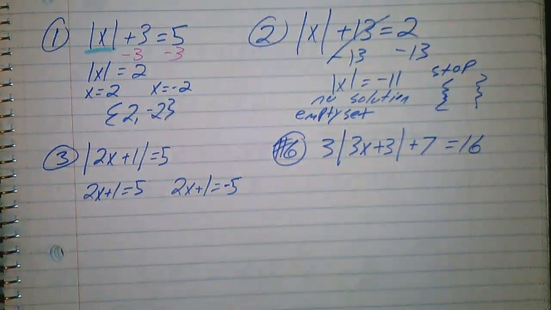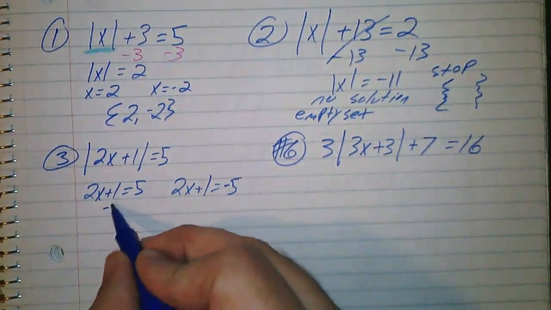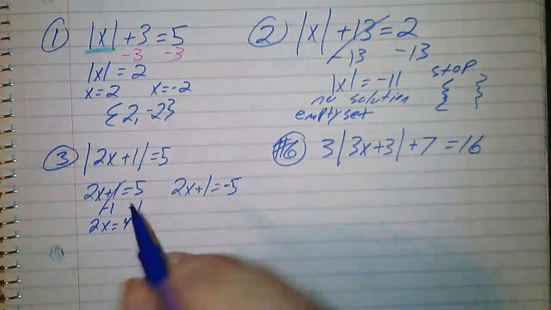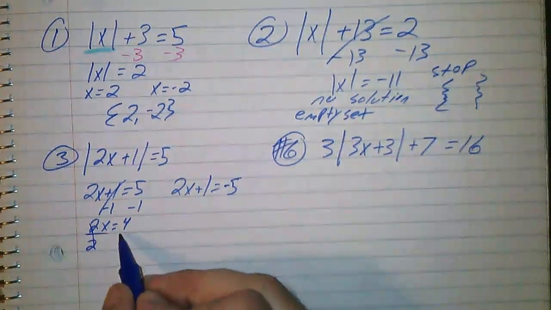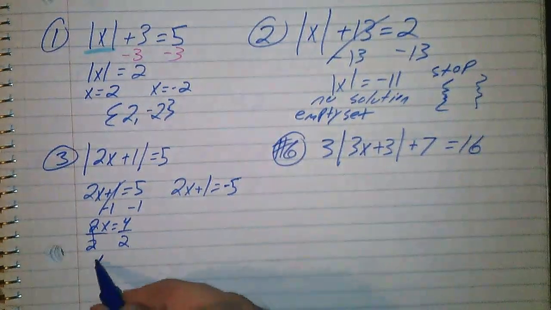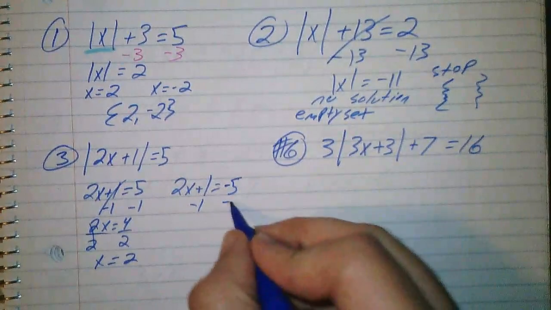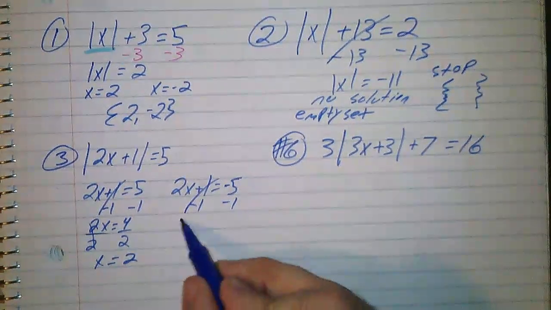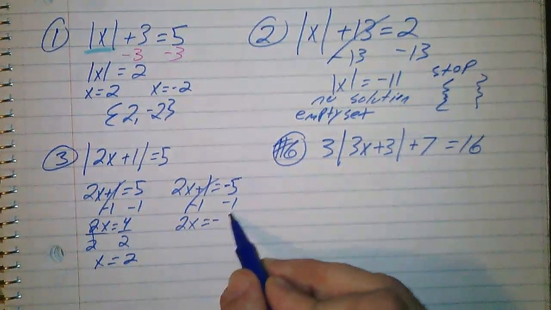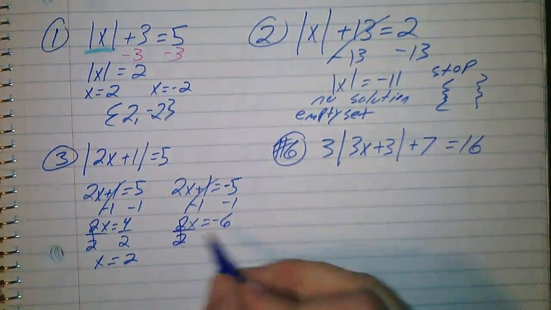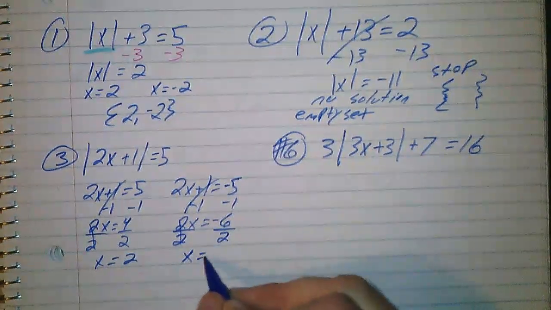And now we just have two small equations to solve. Subtract 1 from both sides. Divide 2 by both sides. We get x equals 2. This is just solving a simple equation here. Subtract 1 from both sides to get negative 6. And divide to get negative 3.